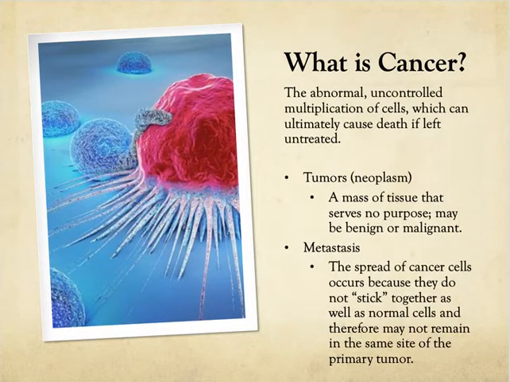So what is cancer? It is the abnormal, uncontrolled multiplication of cells which can ultimately cause death if left untreated. A couple terms to be familiar with: a tumor, I know you guys have all heard this, is also referred to as a neoplasm, and it's a mass of tissue that really serves no purpose, and it can be benign or malignant. Benign meaning it's non-cancerous, malignant meaning it has cancerous tissue, cancer cells. And metastasis is another term, and that's the spread of cancer cells because they do not stick together as normal cells would, and therefore they may not remain in the same site of the primary tumor.